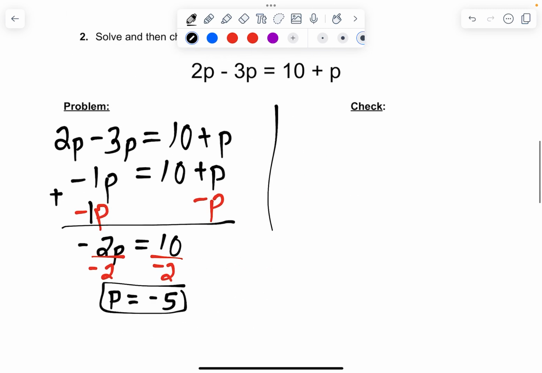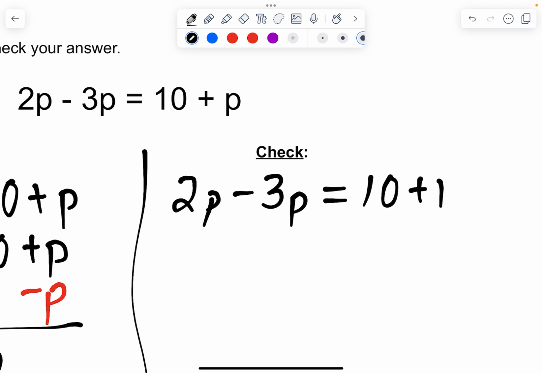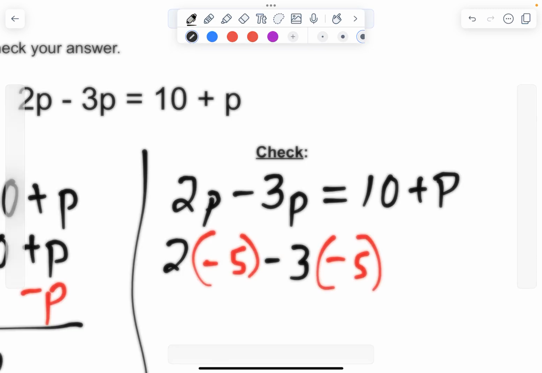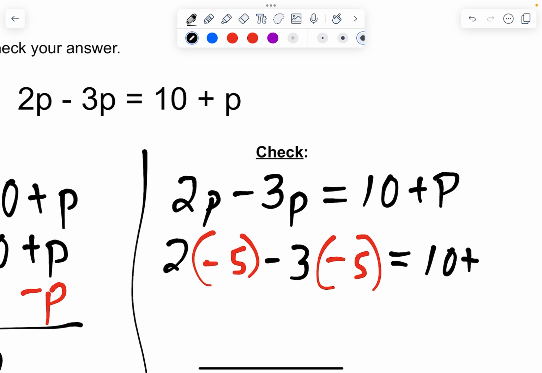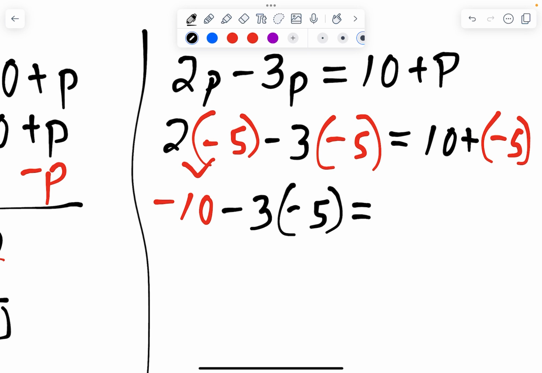I'm going to come over to the check. I'm going to write the original problem. Put in my negative 5. I'm going to multiply, and I would only do one multiplication at a time. So I'm going to go left to right. So I'm going to do this one. If you want to add the other side together, you should end up with 5 when you get done.